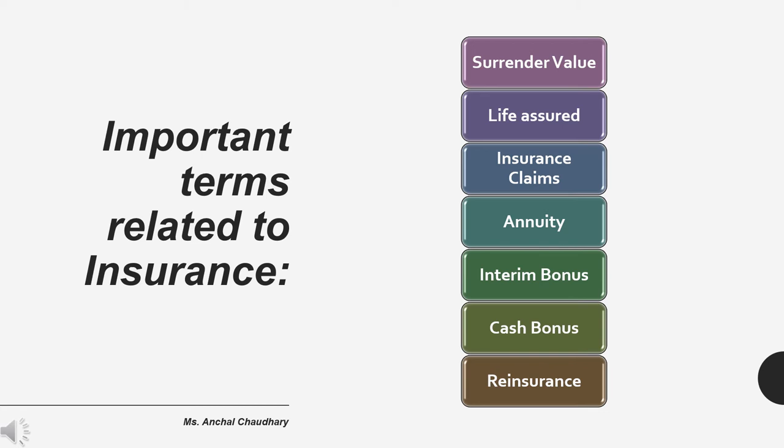Next is your life assured. Life assured means what? किसकी लाइफ अश्योर हुई है. Here policy holder and life assured person can be different. So life assured is the insured person. Basically हमारे पेरेंट्स हमारा इंश्योरेंस करा सकते हैं.